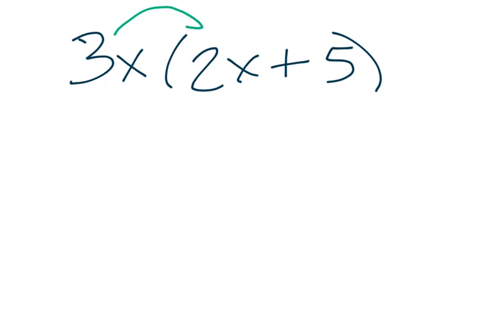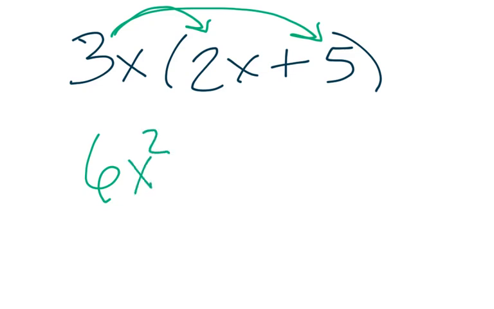Your 3x is going to get distributed to the 2x and to the 5. Now you're going to have to keep in mind your exponent rules. When you're multiplying, you will add the exponents. So 3 times 2 is 6, and then x times x becomes x squared, because that's like a 1 here and a 1 here. And then 3x times 5 is going to become plus 15x.